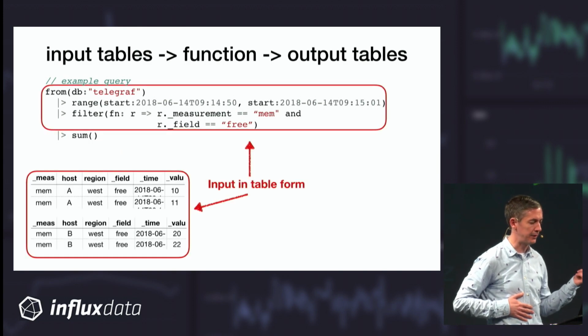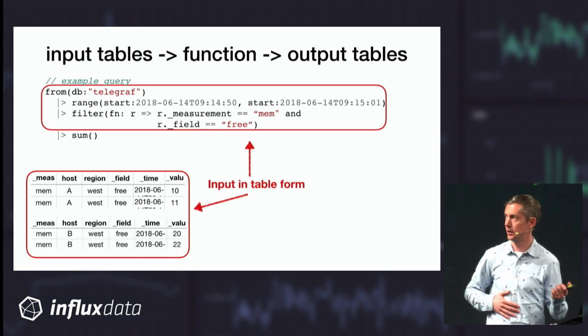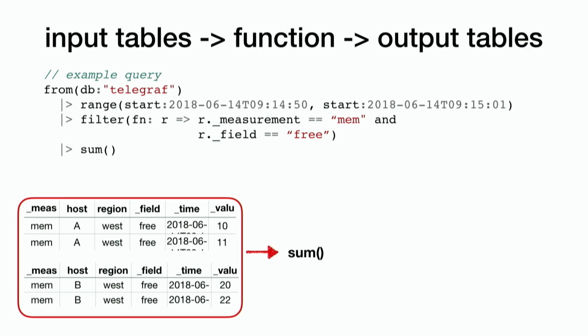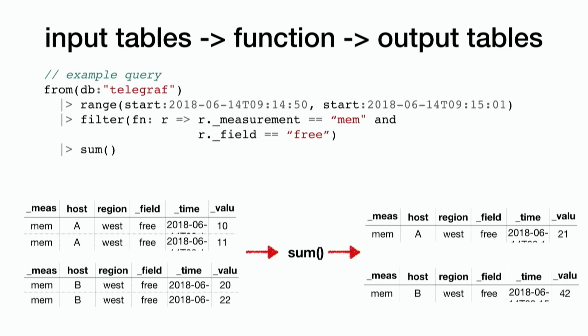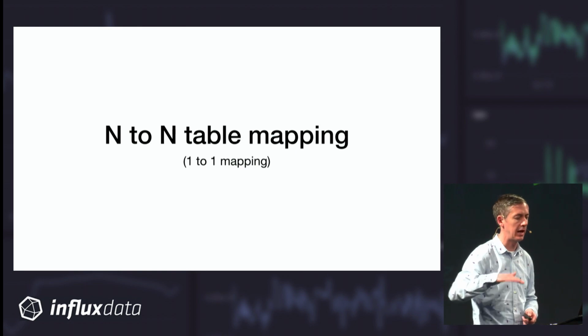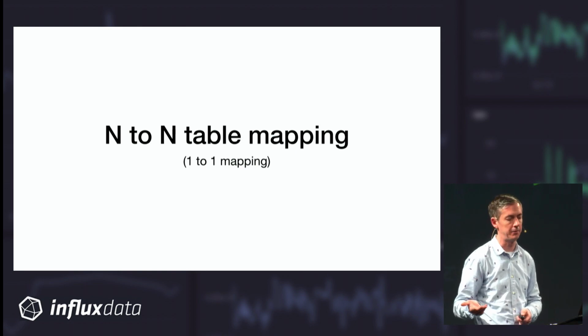So say we have these input tables from the initial part of the query, right, the range and the filter. And we see we have host A and host B. We send that to sum. And then we have this set of output tables. And what we see is because sum's an aggregate, we've reduced each table to a single record. So what you have with these aggregates and with selectors is you have an end-to-end table mapping. There's a one-to-one mapping of input tables to output tables. So selectors like min and aggregates like mean have this sort of mapping.